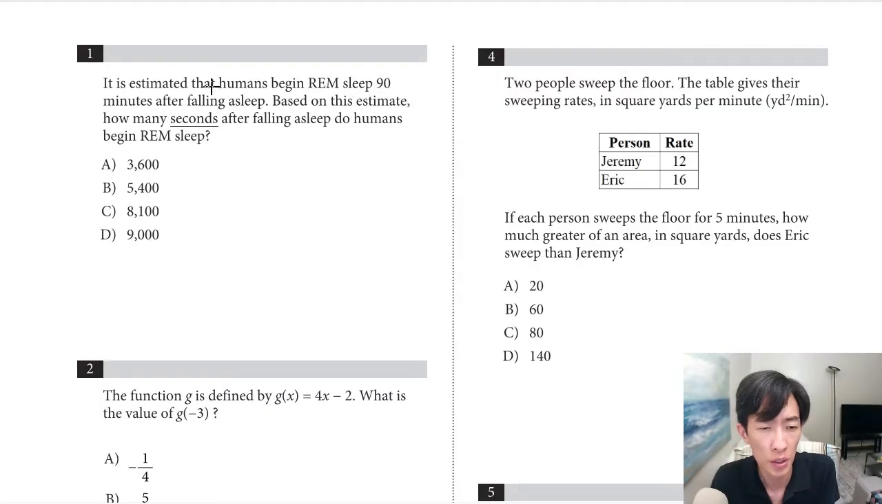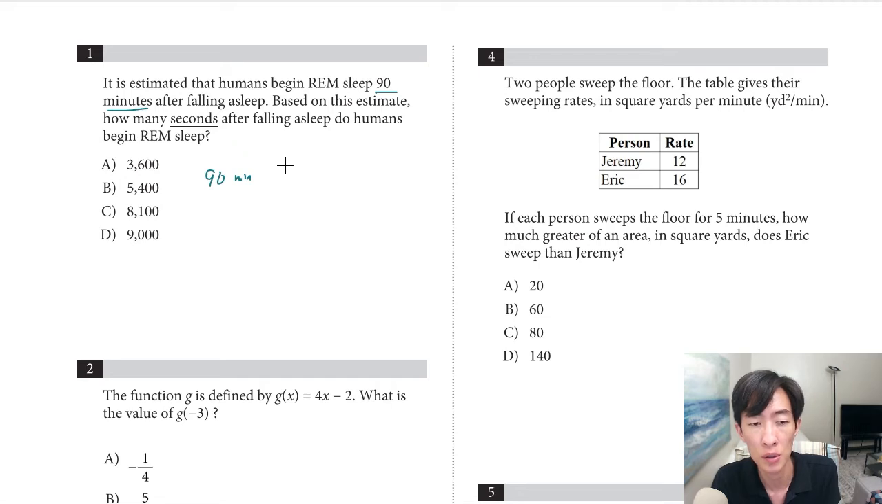Question 1, it's estimated that humans begin REM sleep 90 minutes after falling asleep. Based on this estimate, how many seconds after falling asleep do humans begin REM sleep? So the question is basically how many seconds are there in 90 minutes? So obviously all you've got to do is multiply by 60.